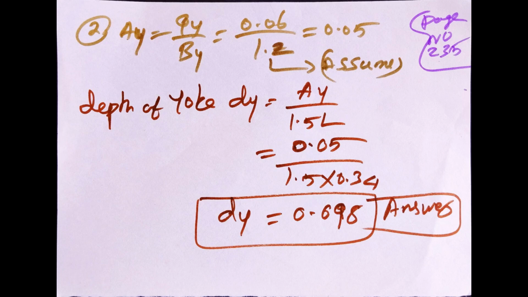Depth of yoke dy is equal to Ay divided by 1.5 L, which is 0.05 divided by 1.5 into 0.34. dy is equal to 0.098. That is the answer.